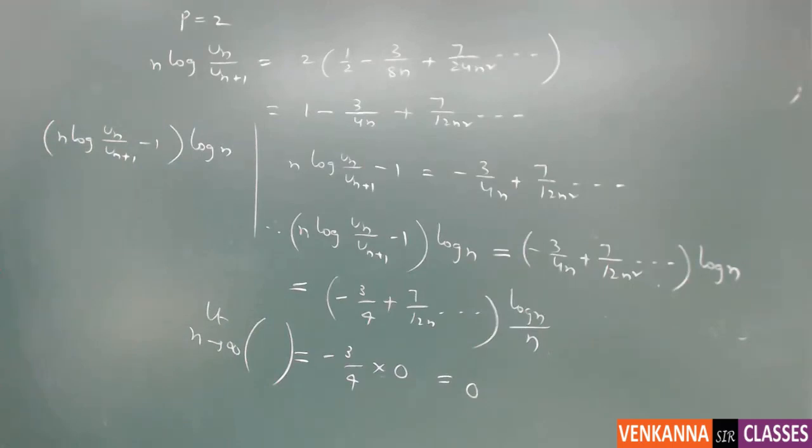Please check that condition. The second logarithmic test says that for this expression, you put -1 and take log n. For the whole term, you are taking the limit as n tends to infinity. First of all, I have simplified the term into log of un by un plus 1 minus 1, and I have multiplied with log n, and taking n as common, I can apply the limit very easily. That is the whole idea.